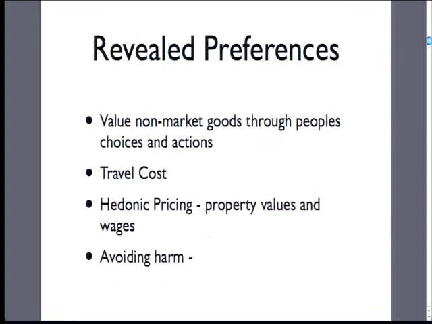So the revealed preference approach, as I said before, is about revealing a demand curve for something that's not traded in the market through measuring people's choices and actions: where they have traveled to, what they have done, what they have spent money on.